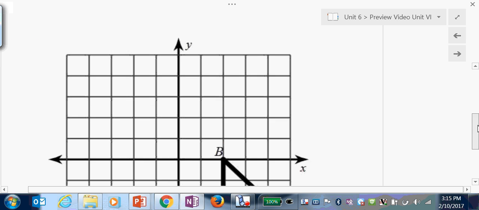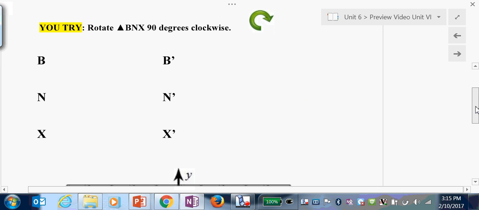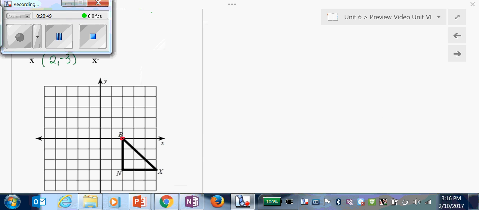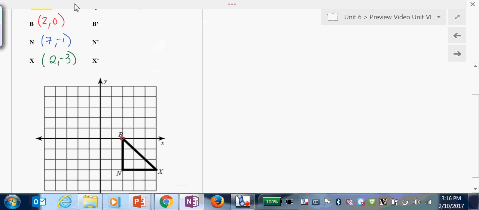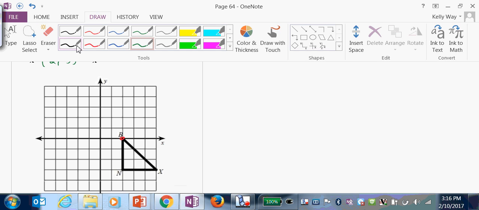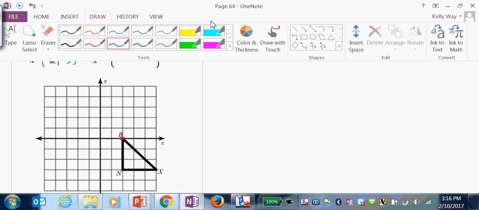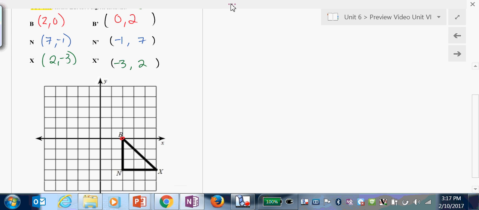Ready? You try. Same image. You're going to rotate 90 degrees clockwise. Pause. All right, let's see how you did. So there's your coordinates. And then it's switch and flip to the right. So first I switch the coordinates, then I go back. So this is going to be 0, 2. Then here I have -1, +7. And then I have -3, +2. And I go back, and because we're doing this clockwise, we go like that, switch the sign. Go like that, switch the sign. Go like that, switch the sign.